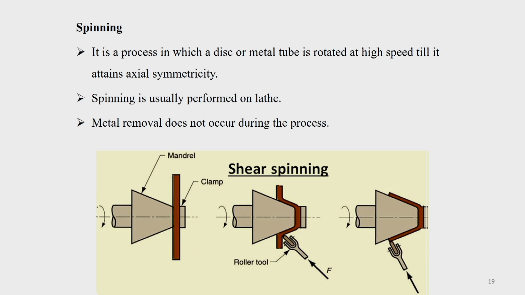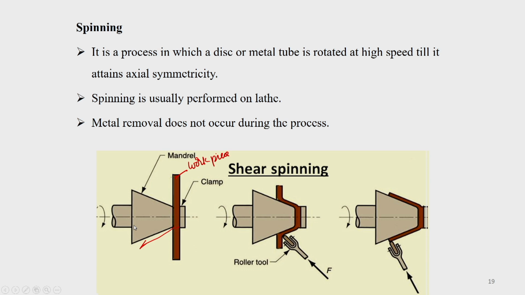Another method is the spinning operation. One is simple metal spinning and another is shear spinning. So, you have a mandrel like this, and this is held on a lathe, by means of your tailstock and headstock. You just keep it on this mandrel, and this is your workpiece. Then it is rotated, and a tool is allowed to move along in this direction. So, you will get this particular shape.